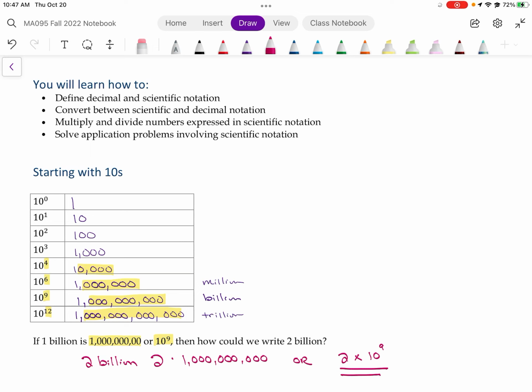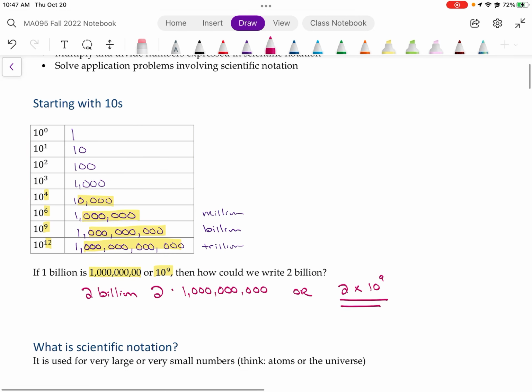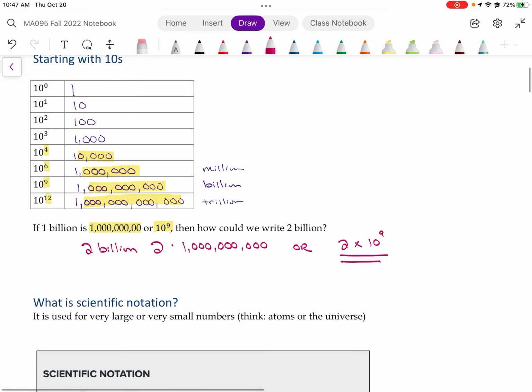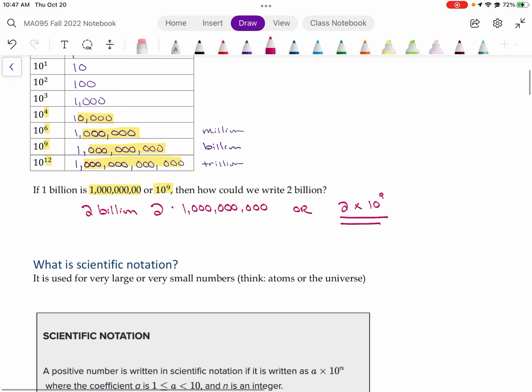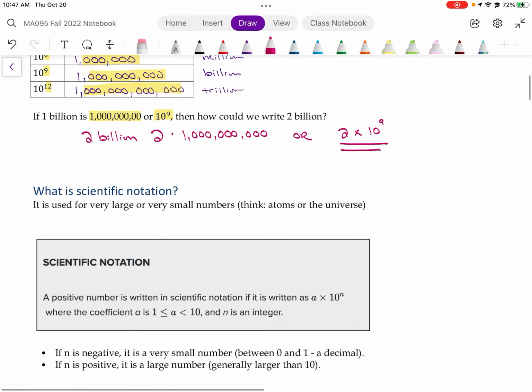So this is scientific notation. And it makes working with very large numbers easier. Where would we use that? Well, when we're talking about like the number of atoms or cells or stars in the universe, or when we're talking about something very, very small. So, for instance, the size of an atom or the size of a cell or parts of a cell. All right, so it's used for very large or very small numbers, like I just said, atoms or the universe.